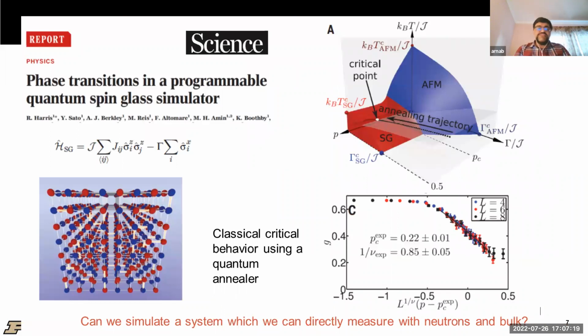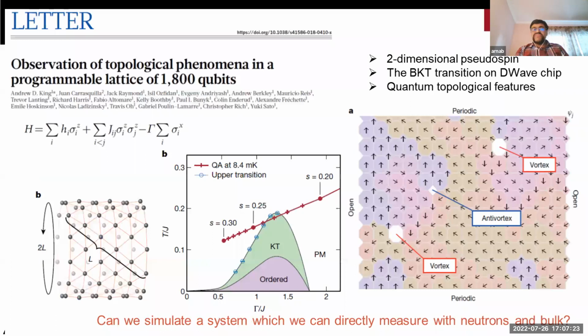So there are some very nice papers by the D-Wave group. One is going to a 3D spin glass, and then the observation of topological phenomena in 1800 qubits by Andrew King, which was looking at the Kosterlitz-Thouless transition, which gave us hope that, look, we are really getting to the right place. And maybe you are getting to these complex phases, which means that it's very difficult to get to these phases just with classical annealing sometimes. So maybe we are getting to the right spots.